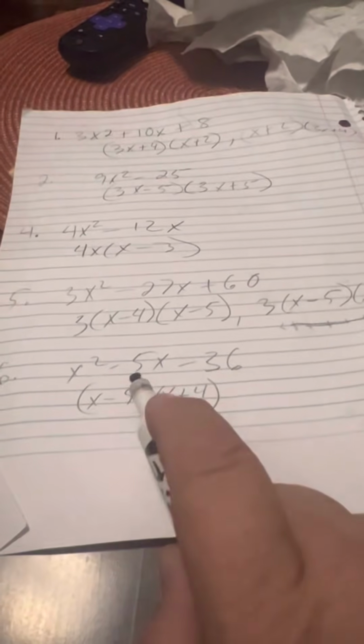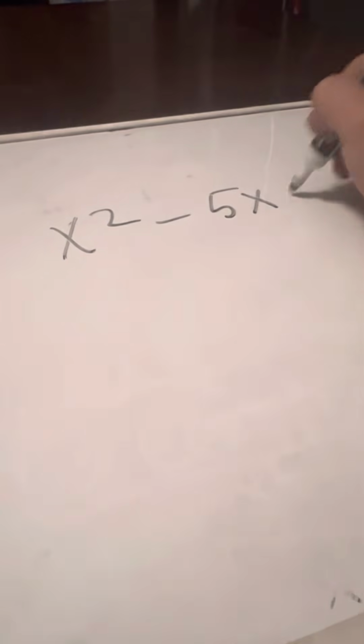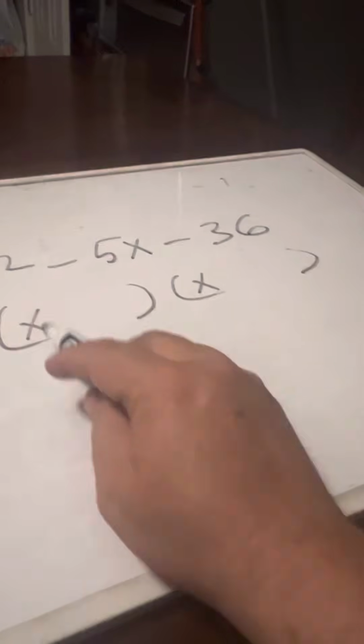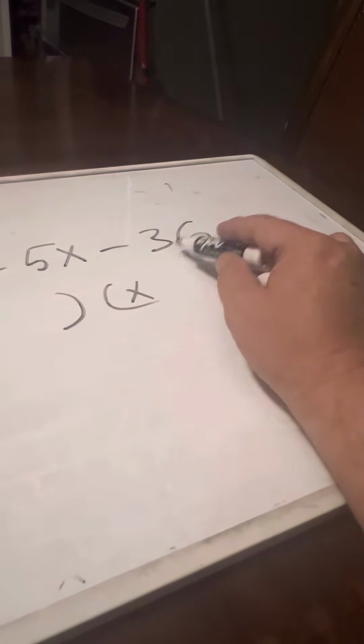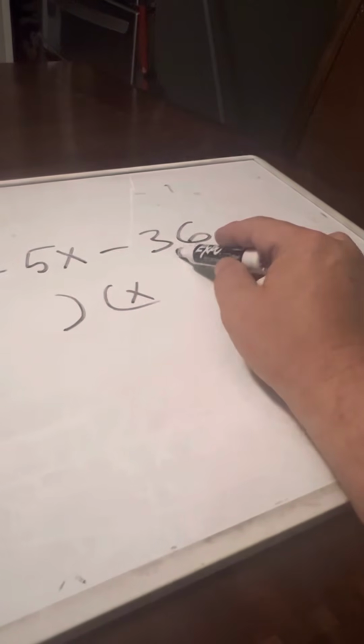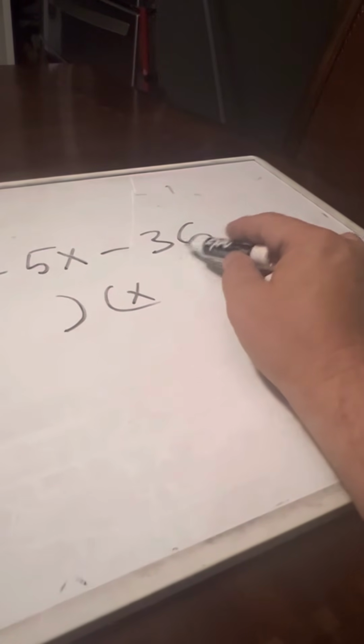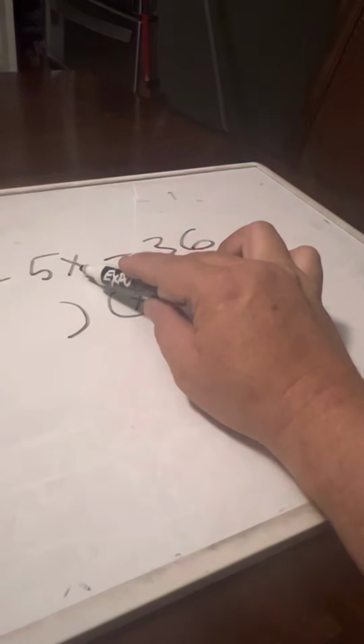Last problem, x squared minus 5x minus 36. Okay, this one actually looks pretty easy. So just draw your parentheses, put your x and your x, because remember, x times x is x squared. Now remember, you have to have two numbers that you multiply together, and those same two numbers, you have to be able to add or subtract so that they equal that number.